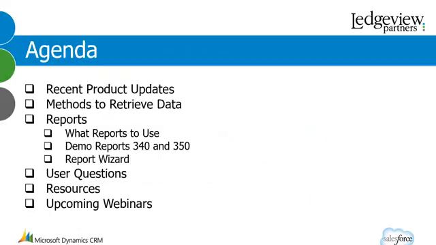Next item will be demoing reports 340, Salesperson Goal versus Actual, and report 350, Salesperson Growth Report. Then we'll move into a short demo of the out-of-the-box report wizard. If you don't see a report you need, you can always try out the report wizard to view your data. We will then end the webinar with user questions, other resources, and upcoming webinars.